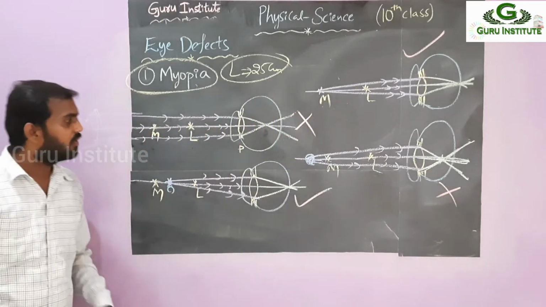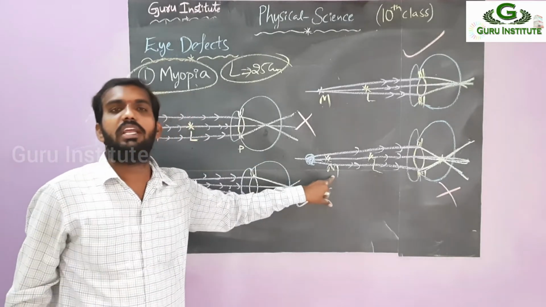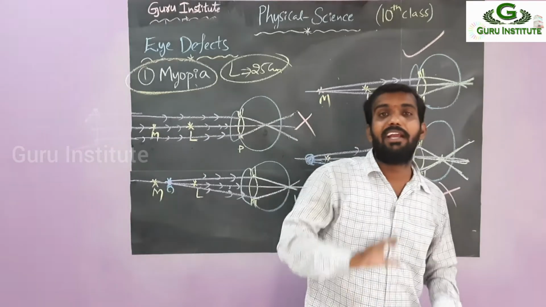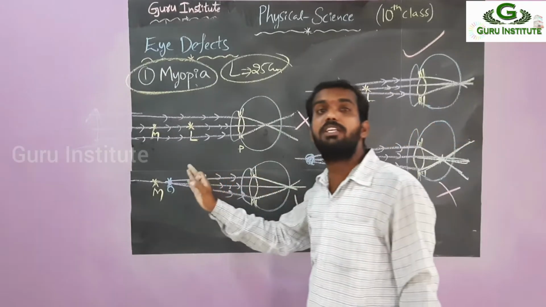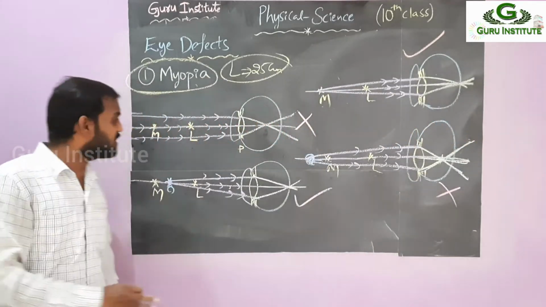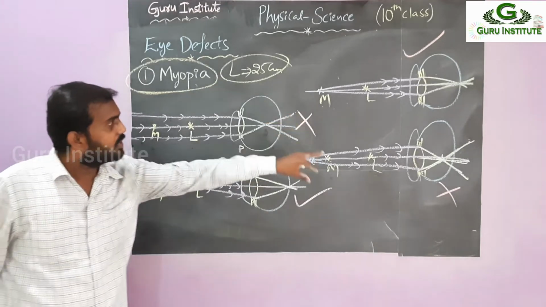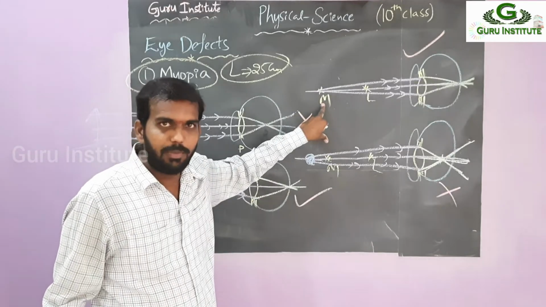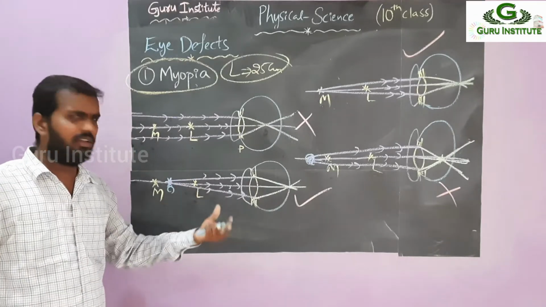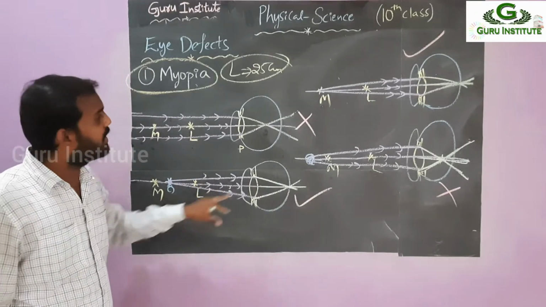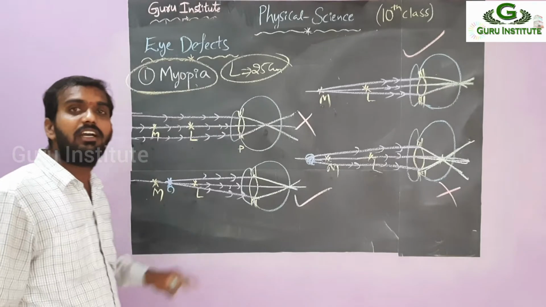From this we can conclude: here is after M, here also after M. So the rays coming from after the M point, we can't see the image. That means the object is placed after M. If the object is placed after M point, he can't see the image clearly. But if the object is at M, or if the object is in between M and L, we can see the clear image. Before L, nobody can see.